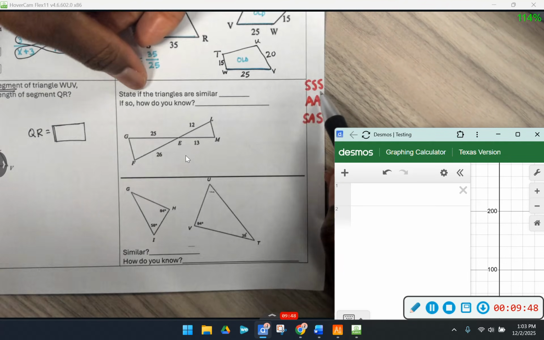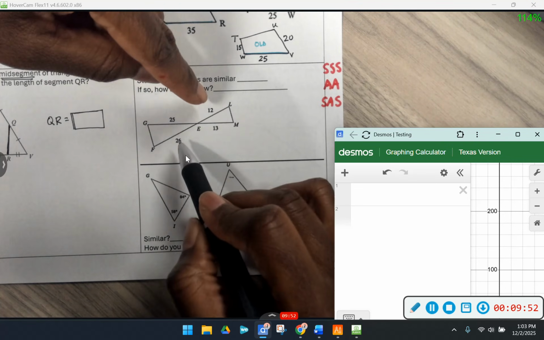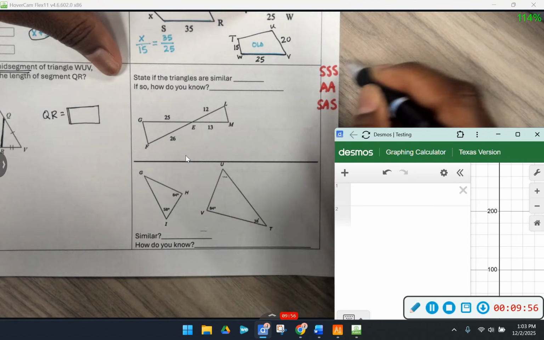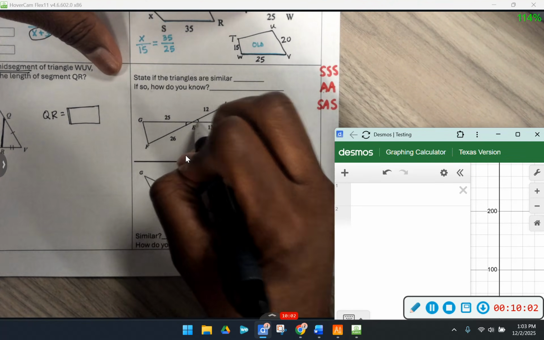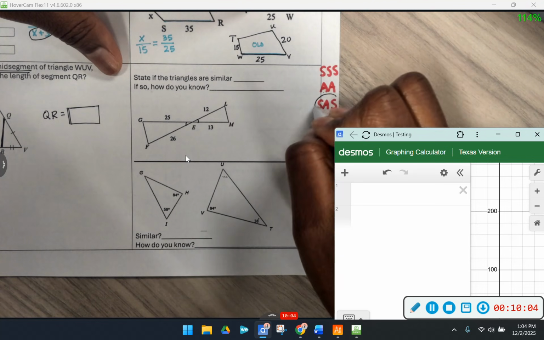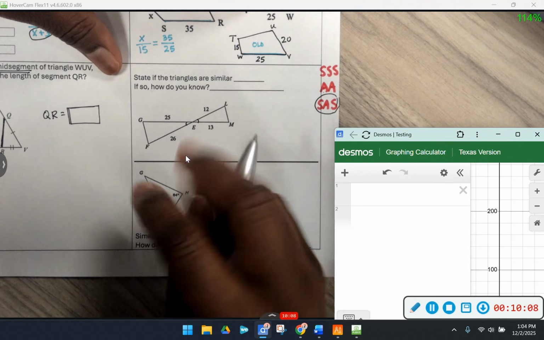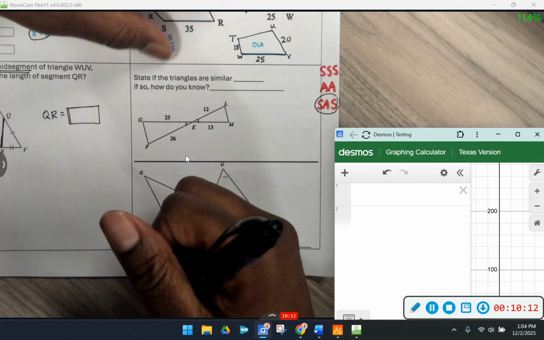But remember, if you look at this one here, they give us side, side, but we're missing a side, which means we can't use side, side, side. We can't use angle, angle, because we only know one of the angles. So we're going to try to use side, angle, side, but we got to check for something. We need to check to make sure that the sides are actually proportional, okay?